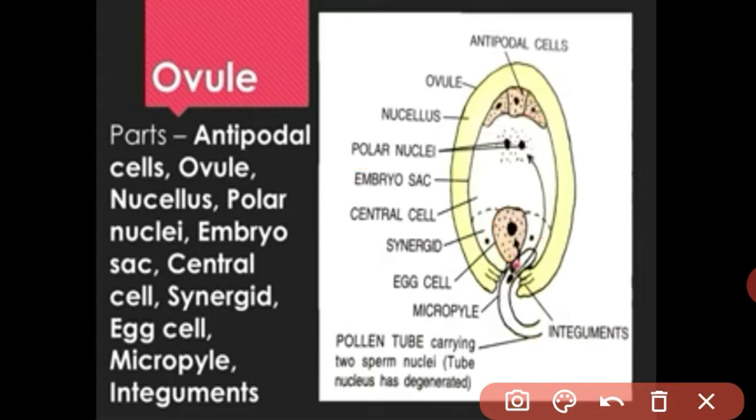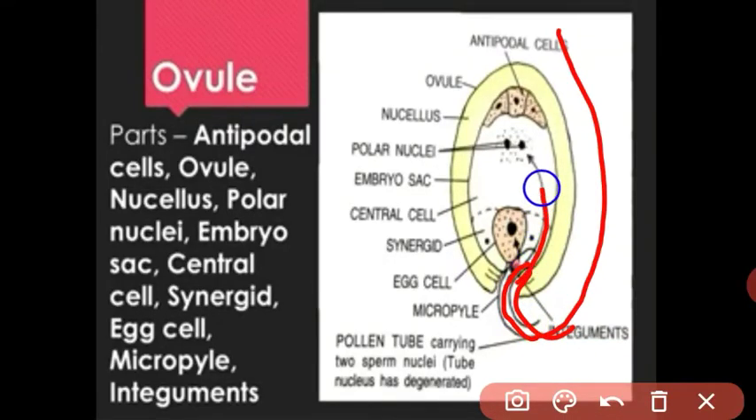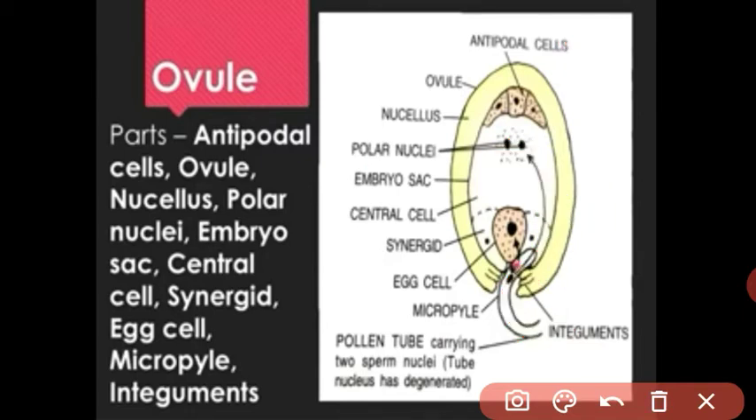See, student, when the pollen tube enters the ovules through the micropyle, it releases the two male nuclei. One is fused with the polar nuclei, which means a fusion of 3 nuclei, 2 polar nuclei and 1 male nucleus. This fusion is called triple fusion, and the other nucleus is fused with the egg cell and forms a zygote. These two fertilizations, one in the center and one with the egg, are called double fertilization.